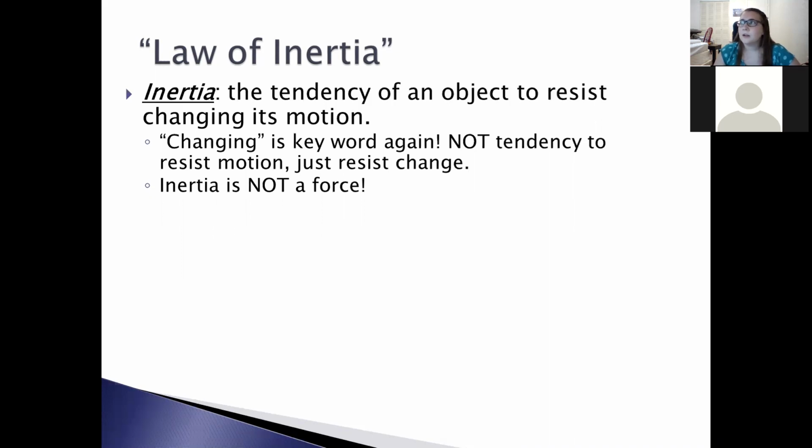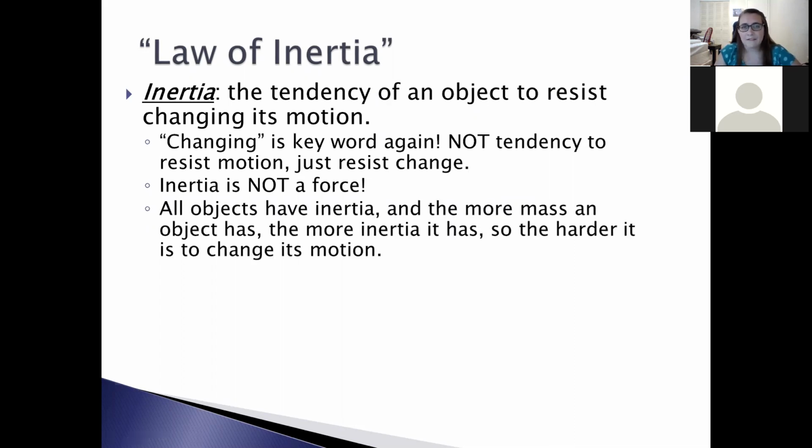So like when your mom wakes you up at 7 in the morning and tells you to go outside and mow the lawn, you probably have some internal resistance to changing your motion and getting out of bed, right? So that would be like your personal inertia, your resistance to changing your motion. All objects have inertia, and the more mass an object has, the more inertia it has, so the harder it is to change its motion. The only thing that really matters for figuring out how much inertia something has is how much mass it has. The speed that it's going does not matter for inertia. Only the mass matters for determining how much inertia something has.